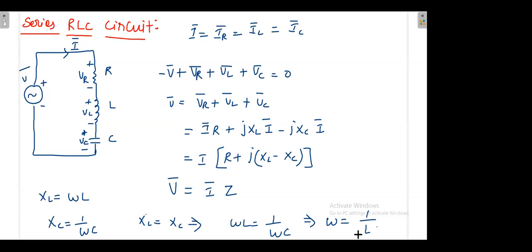Once you choose this frequency for this AC signal, finally this network will behave like a resistive network. That is the idea. And again, this concept is used in the resonance circuit. We'll see the resonance circuit separately in future. But this XL equal to XC concept is the base for the resonance circuit.